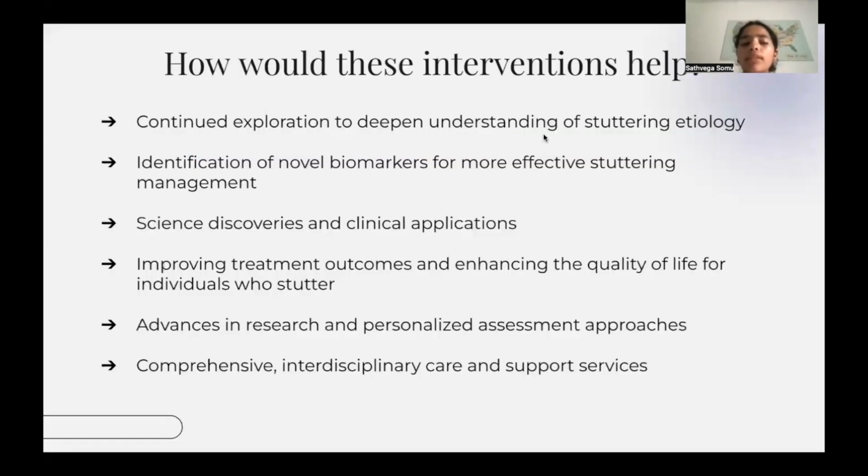How would these interventions help in the future? Well, it would add to the exploration to deepen understanding of stuttering etiology. It will also help with the identification of novel biomarkers for more effective stuttering management. It would lead to more scientific discoveries as well as clinical applications, improving treatment outcomes and enhancing the quality of life for others. This would overall advance research and personalized assessment approaches, offering care and support services for the people in need of it.